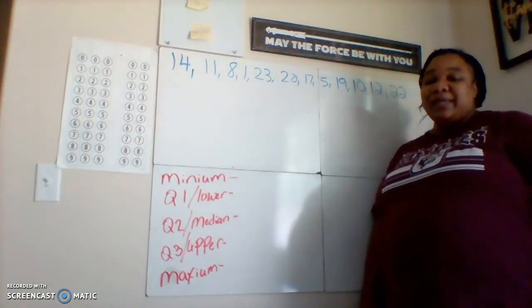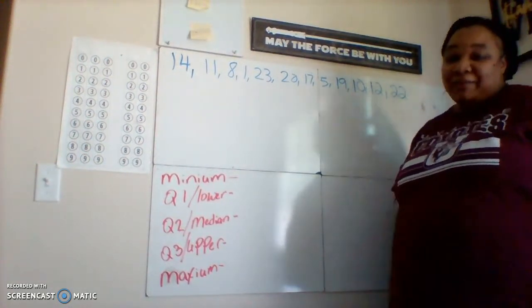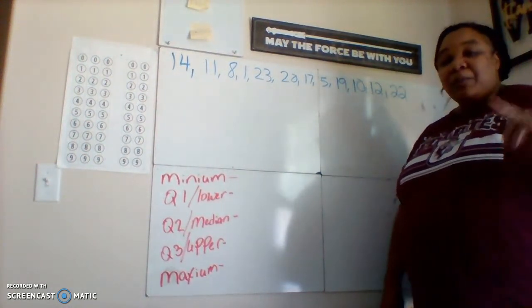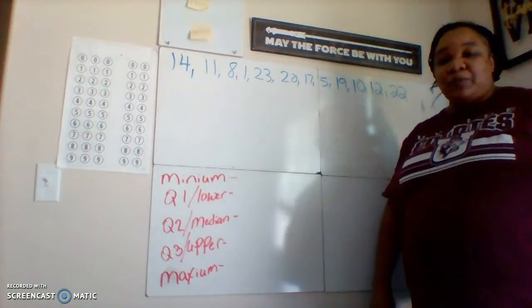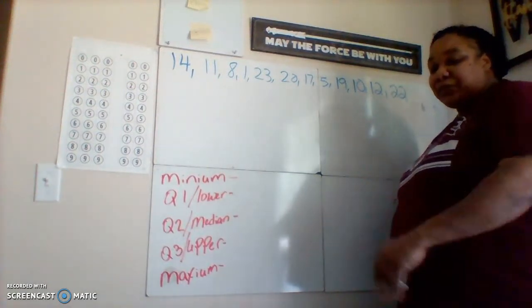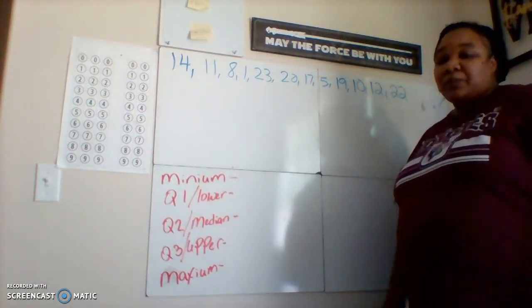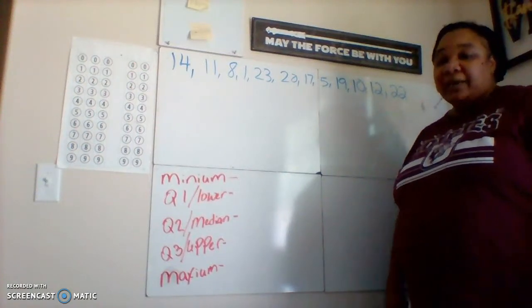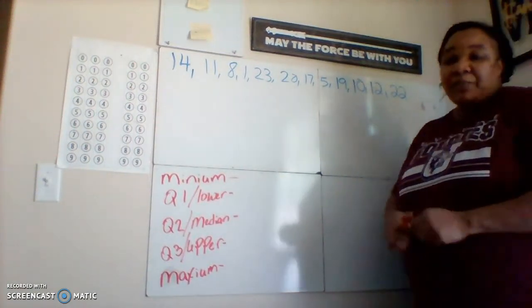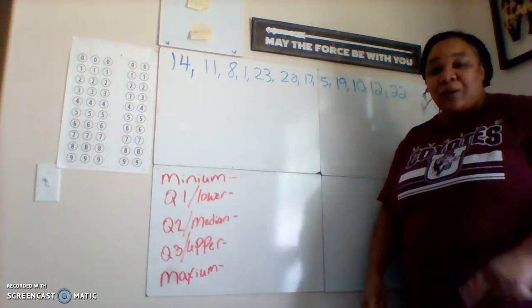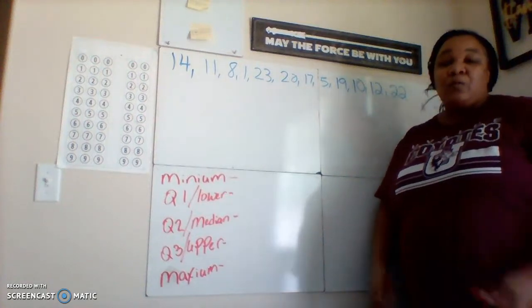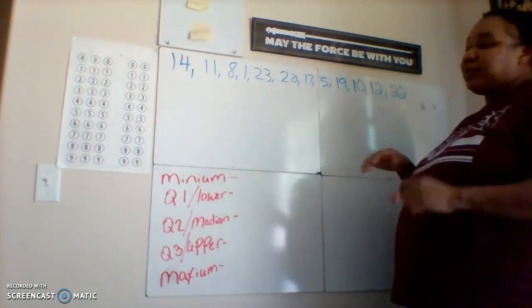So now, let's begin. First, you have to have a data set. Remember all those videos we've done from mean all the way up to now with our box and whisker plots, we have to have a data set. So the first step with our data set is putting it in order from what? From least to greatest. We have to make sure we put our data set in order from least to greatest.